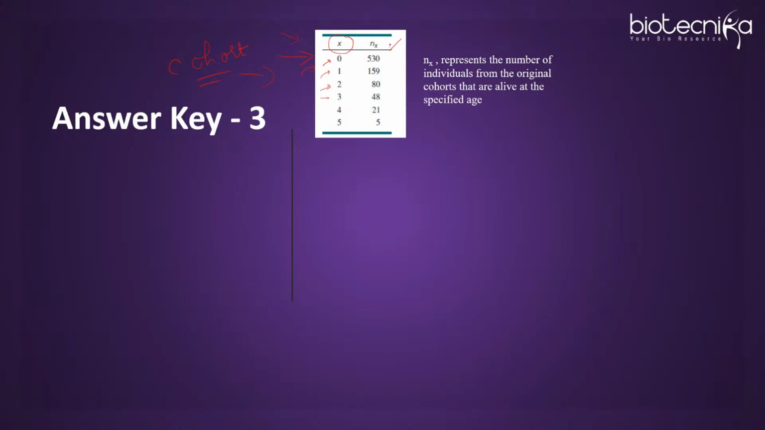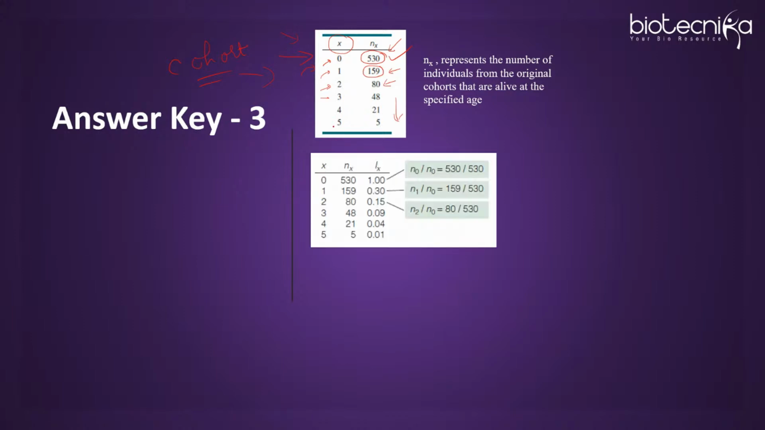Okay, and in the next column we have taken the individuals. Like here, let us assume that these are 530 squirrels which have been taken, right? Which have been born at one point of time. Now, 159 survived till 1 year, then 80 survived to 2 years, and likewise. And none of them survived to 6 years of age.